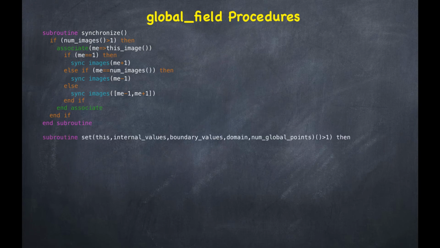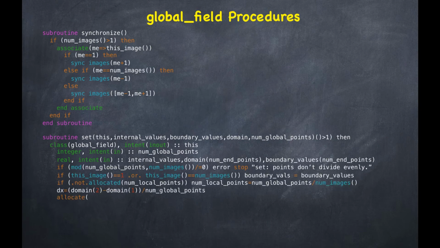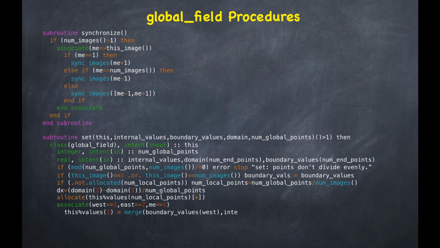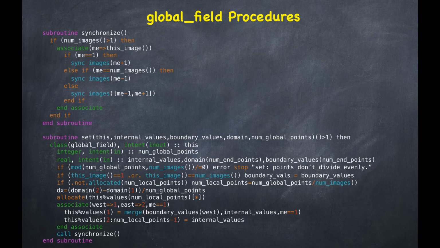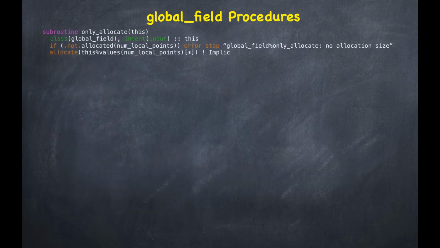Now we define the first constructor, which sets the local elements of the values co-array based on the passed internal and boundary values. It also does one consistency check and calculates the size of the data partition that will be local to this image and the size of the spacing between grid points, dx. Doing so involves an allocation of the co-array, which is an implicit synchronization point, followed by a call to synchronize after all the data have been established. Here is the constructor that merely allocates memory without initializing any data. The included co-array allocation provides another implicit synchronization point.